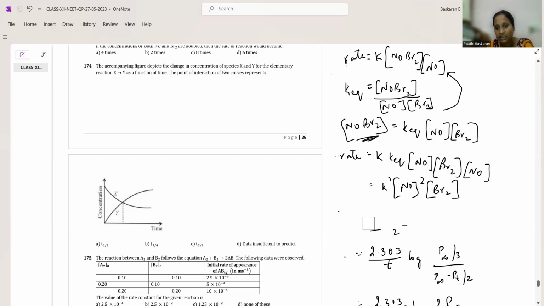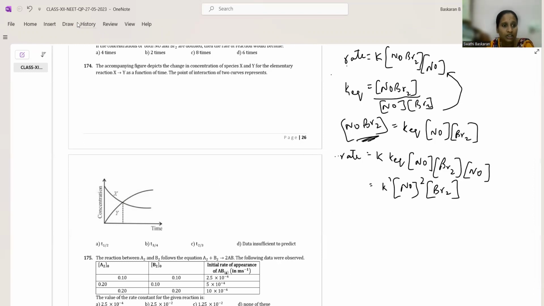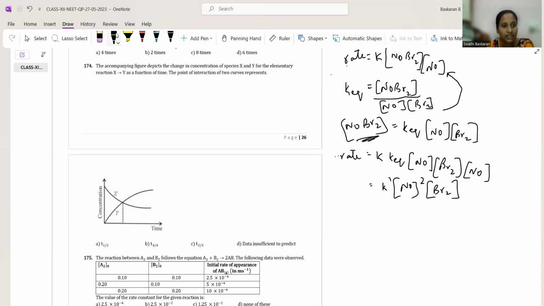So hence that is the reason we first determined the rate law, from which we can determine the order of the reaction. So what is the order of the reaction based on the rate law that we have written here? It is understood that the order of the reaction is 3. Order of the reaction is 3.